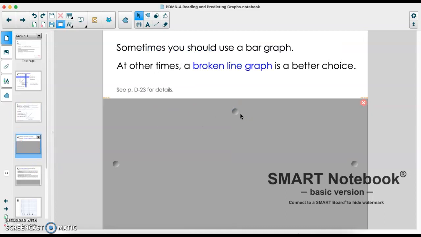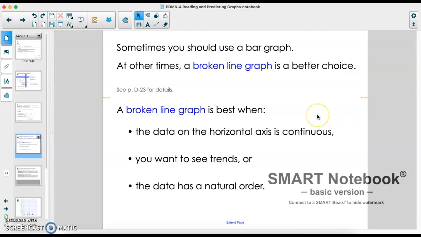Sometimes you should use a bar graph, right? A broken line graph is not always the best choice, but these are the times where a broken line graph is a better choice. A broken line graph is best when the data on the horizontal axis is continuous. In other words, there's values between the points. It's also best if you want to see trends, like if you want to connect the dots with your dotted line and see the trends in the data, or if the data has a natural order, right?